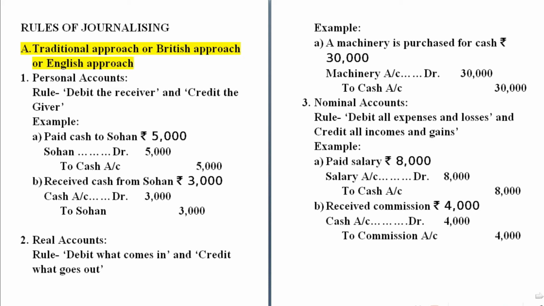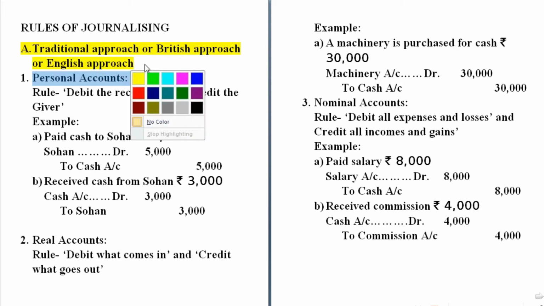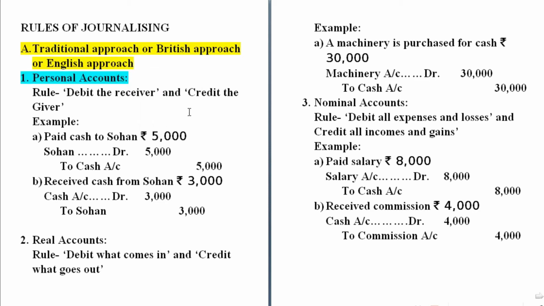Okay, so let us start. The first one is classified as personal account. So let me highlight this. Personal account. Now what is personal account? The name, either it can be a name of a living person like Sohan, Rohan, Geeta, Sita, or it can be a name of an artificial person, like the name of a company, name of an institution, name of a bank, name of a school. Even the bank account is a personal account.